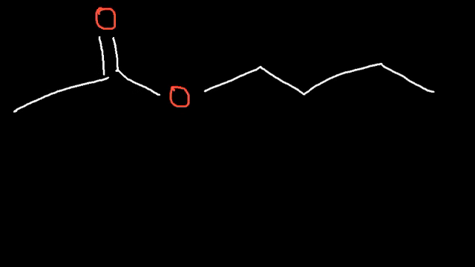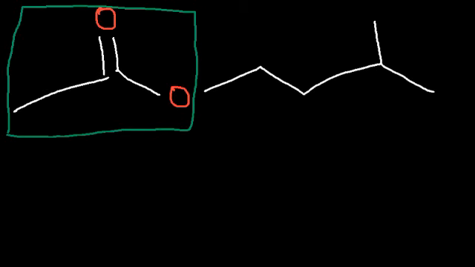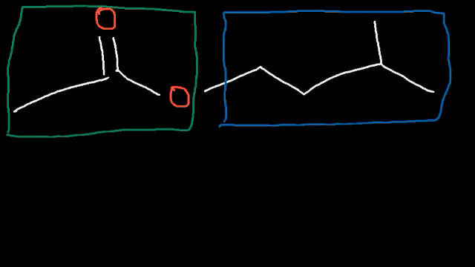Now what about this one? How can we name this particular ester? So once again, let's separate it into 2 parts. This is the portion that has the 2 oxygens, and this is the part that doesn't have the 2 oxygens. So let's name the right side first. Since it's a complex substituent, we need to count the longest chain, which is 4 carbons.